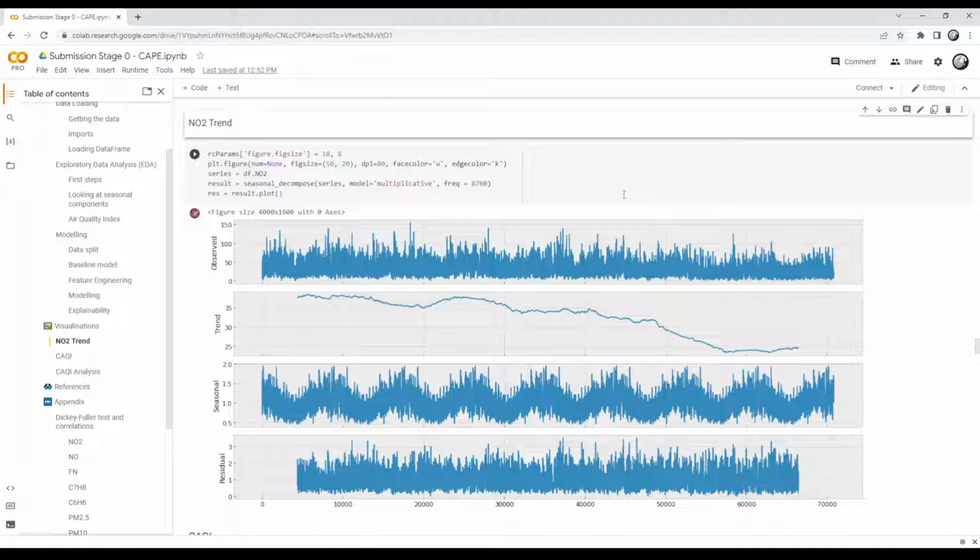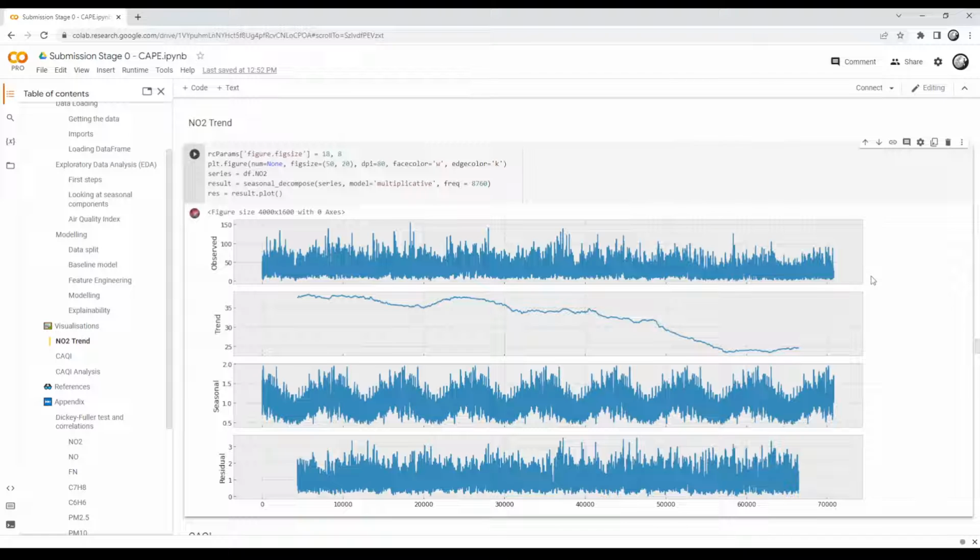So first, the first plot is the NO2 trend. Here we're making a seasonal decomposition of NO2 in this case, and we see that the trend is overall going down. This is really important because one would think that there's more pollution, but in reality, pollution seems to be going down, and this could be because of some policies implemented by the Dutch government.